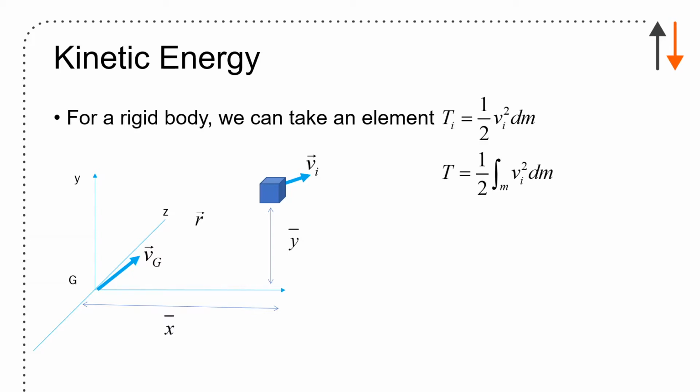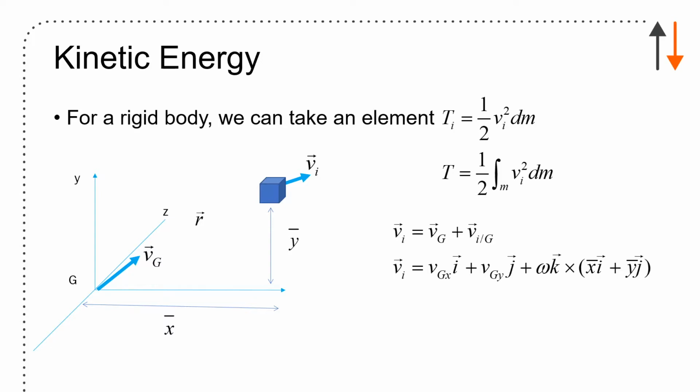and each of the elements might have different velocities, so v sub i. And so if I say T_i, which is the kinetic energy of element i, it's 1/2 v_i squared dm. Then I can integrate over the entire body, the entire mass, and I get T equals the integral of 1/2 v_i squared dm. T, by the way, comes from the French word travail, which is kind of fun to find out. v_i is equal to v_g plus v_i with respect to g.